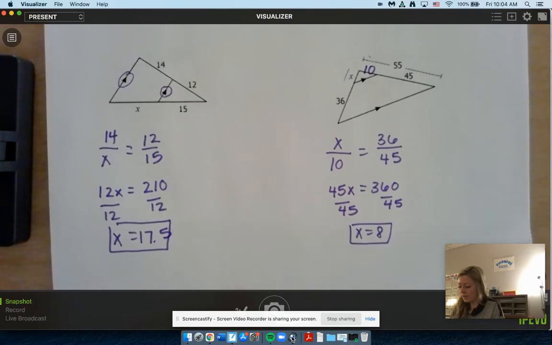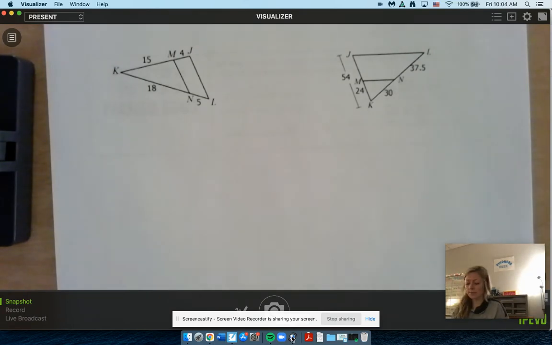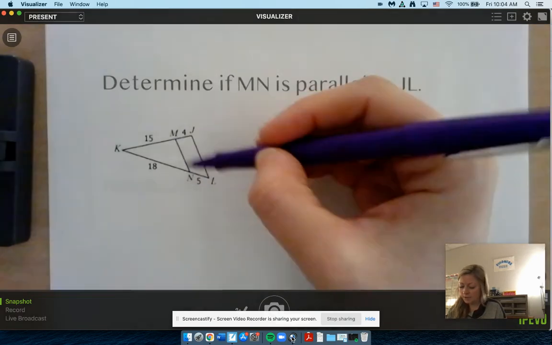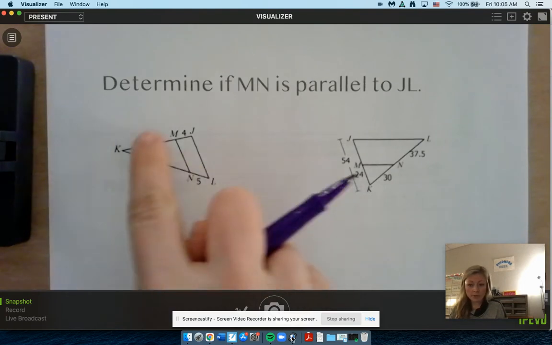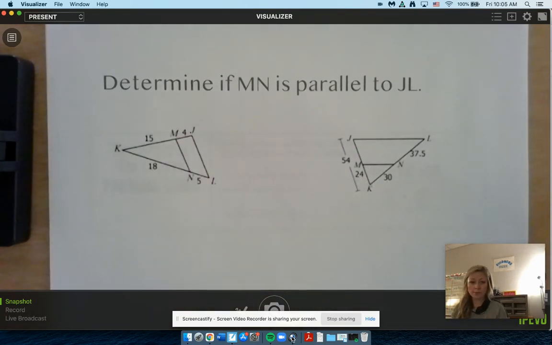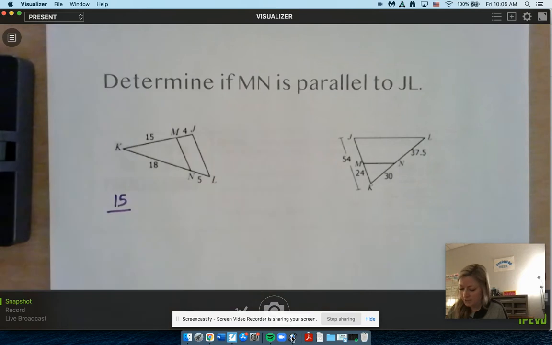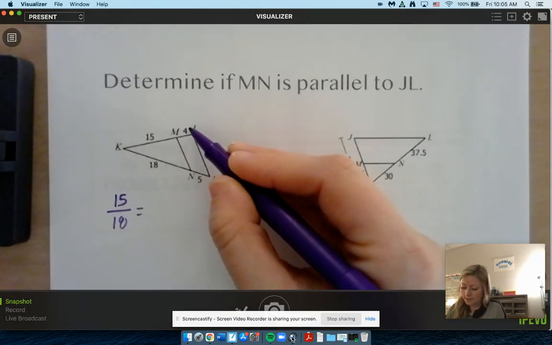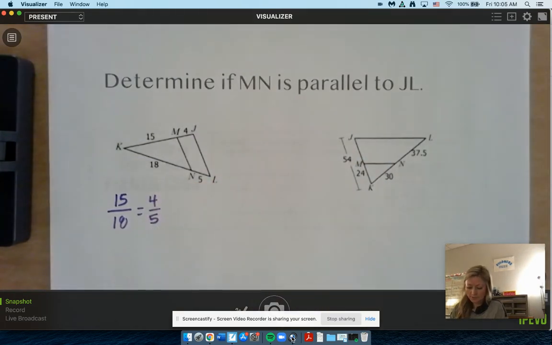Okay, now we're going to see how the converse would work. So this time we are being asked to determine if MN is parallel to JL. We have to see if our sides are proportional in order to figure that out. Again, it's the same process, and we're just going to see if they equal out. So I'm just going to start up here, 15. What does 15 match on the other side? Well, it matches 18 is equal to 4. Come back to the top, and what does 4 match? 5.